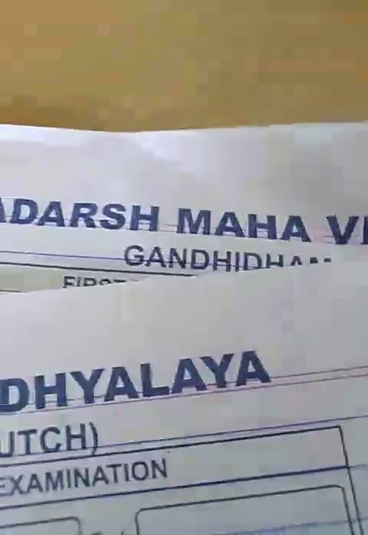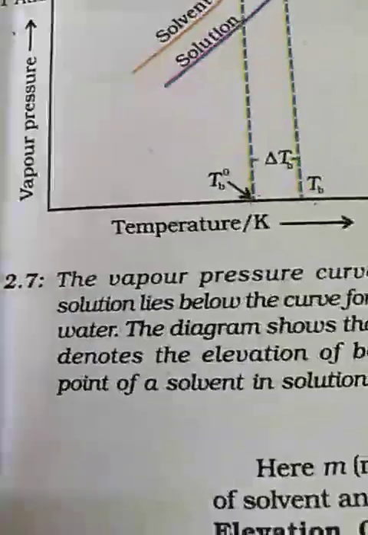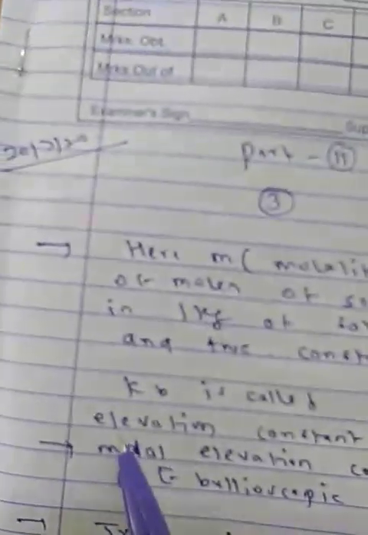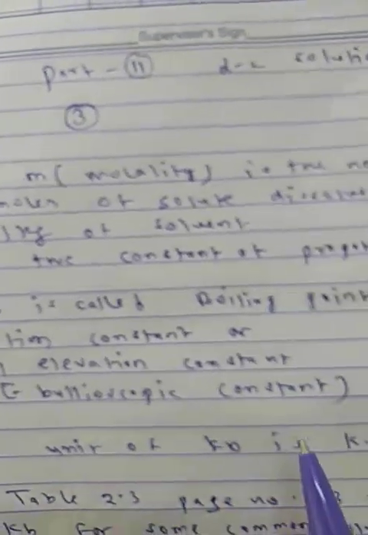Now here m means molality. Molality is the number of moles of solute in 1 kilogram of solvent, and the proportionality constant Kb is called the boiling point elevation constant or molal elevation constant, otherwise the ebullioscopic constant.